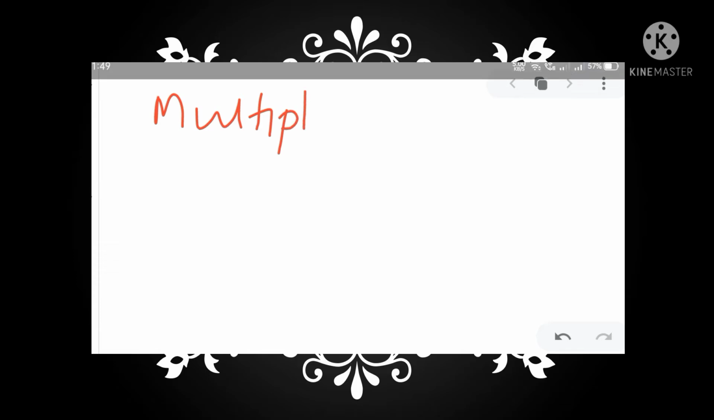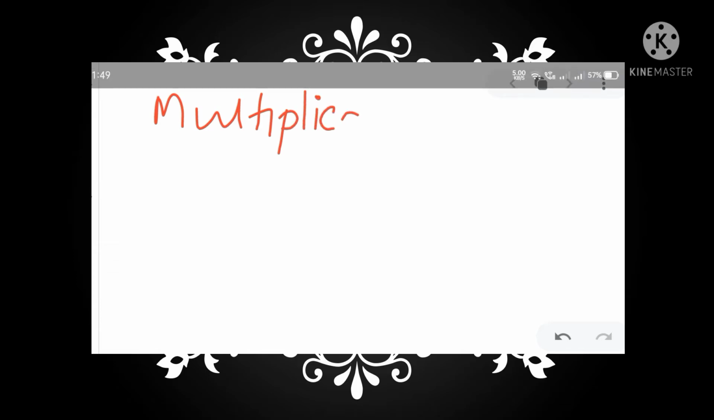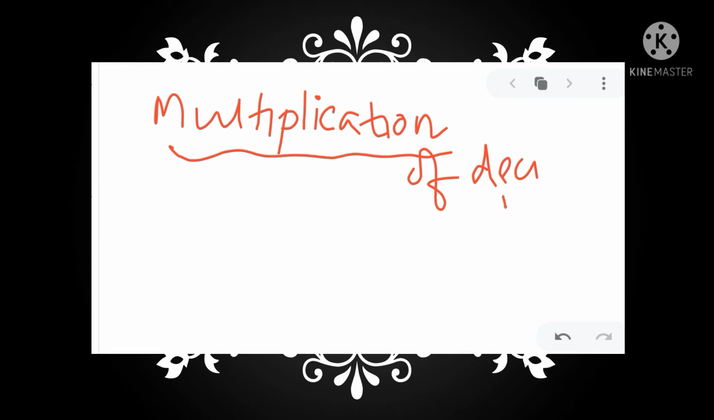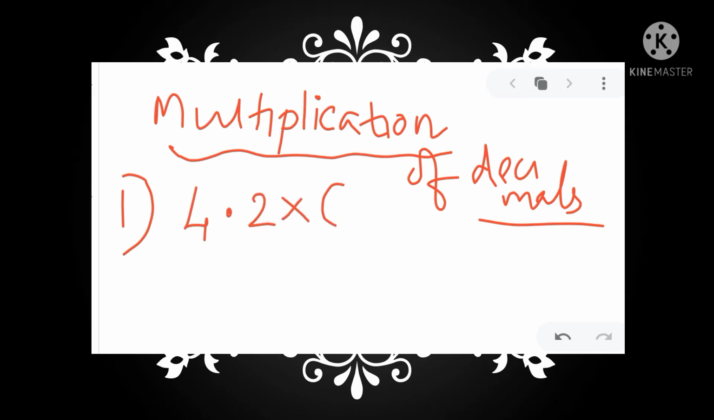We studied addition and subtraction of decimals. Here I can give you how to multiply the decimals, multiplication of decimals. We know the multiplication of fractions. Using that, we can find the product of two decimal numbers. For example, 4.2 into 6.